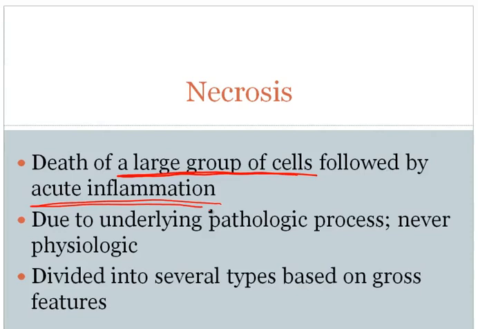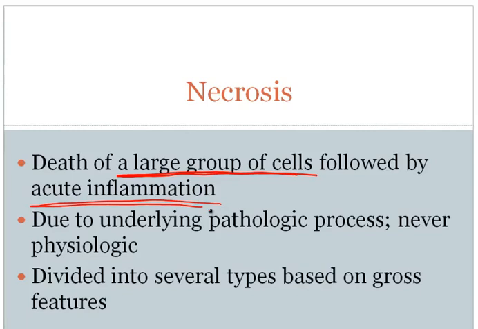So for example, when patients get a myocardial infarction, one of the early changes that occurs is that neutrophils come into the tissue. And another important change is that the neutrophil count goes up in the blood because neutrophils are being generated in order to be sent to the tissue. So it is very important to remember that necrosis is followed by acute inflammation.